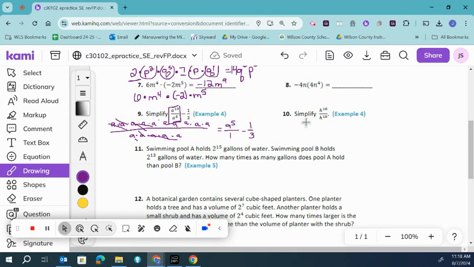Here we can do the same thing. H to the 16th, h to the 10th, so 16 minus 10. So h and then 16 minus 10 equals 6. So h to the 6th power.